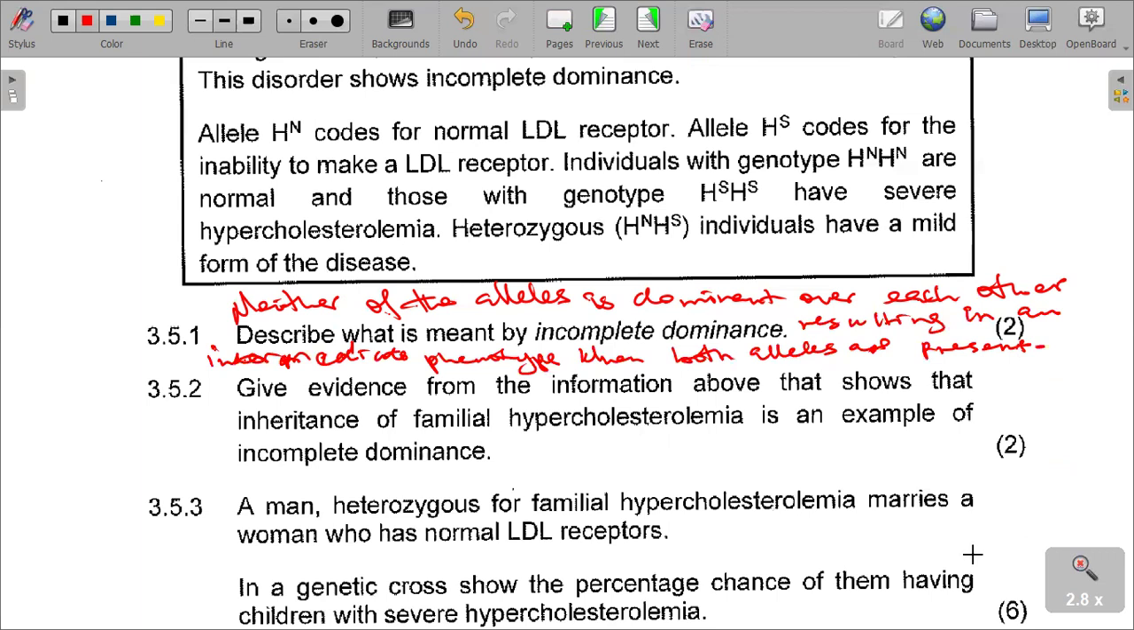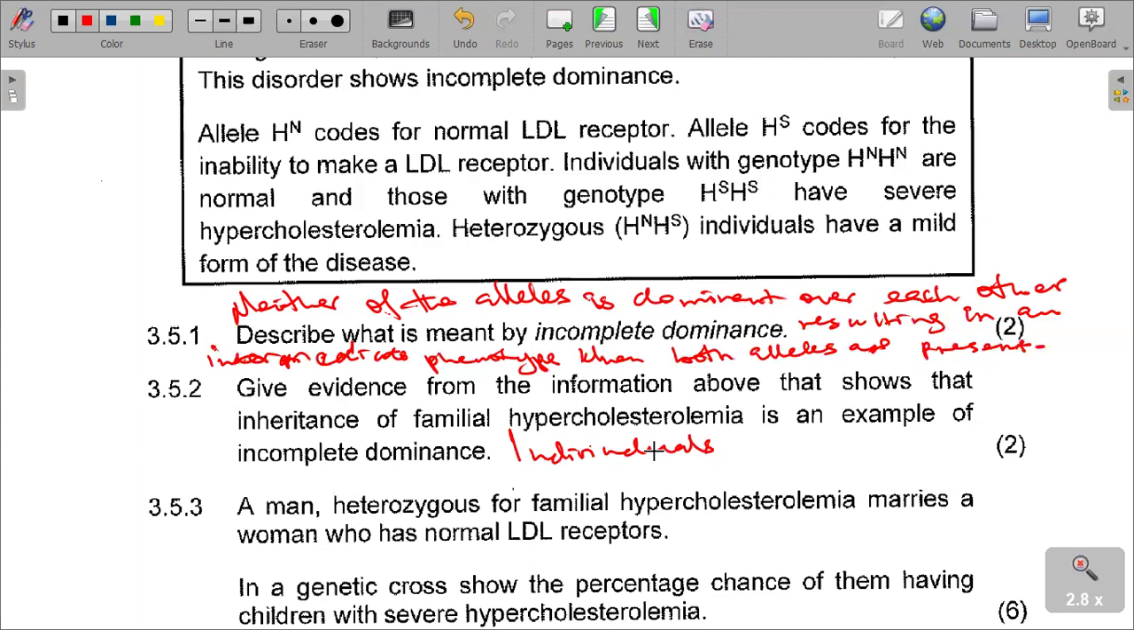Give evidence from the information above that shows that inheritance of the condition is an example of incomplete dominance. Evidence from there. In this case, if you can read, we can see that individuals have a mild form of the disease. We have got individuals who are what?